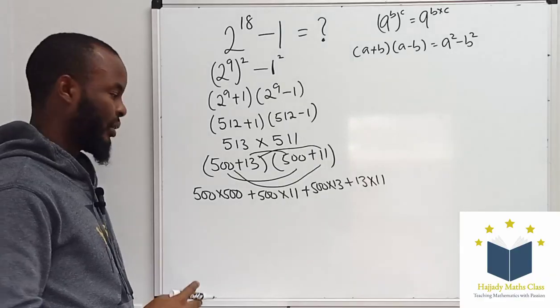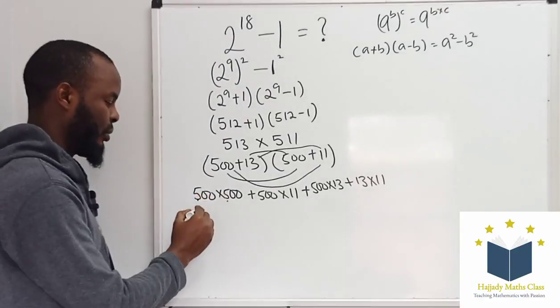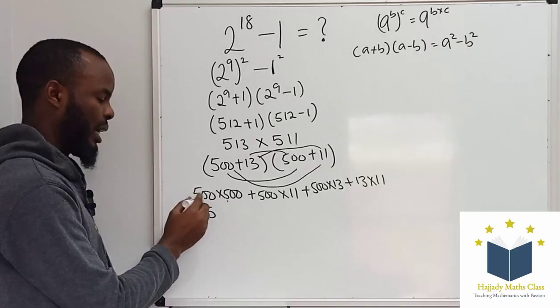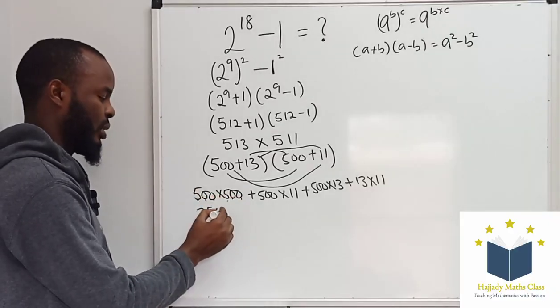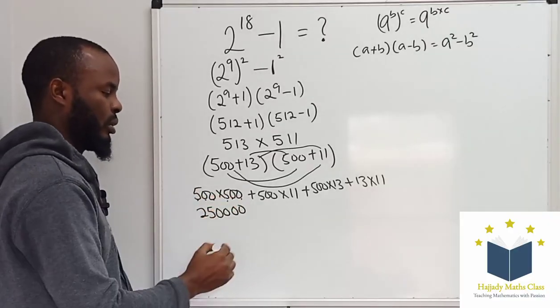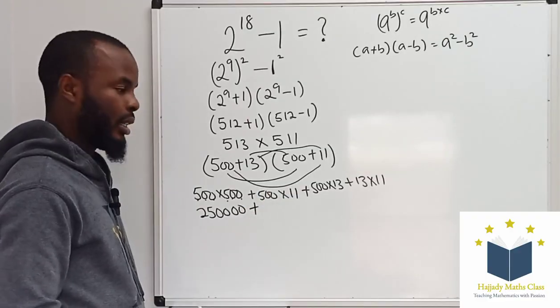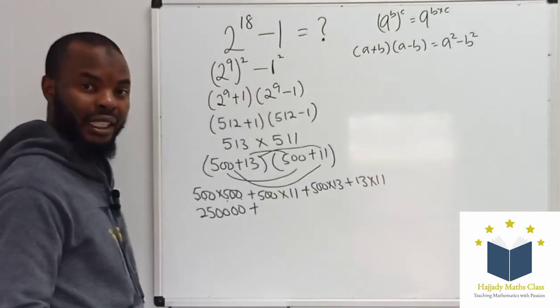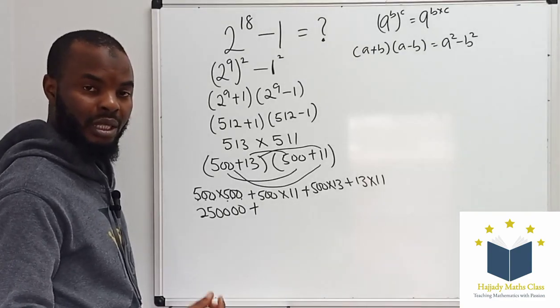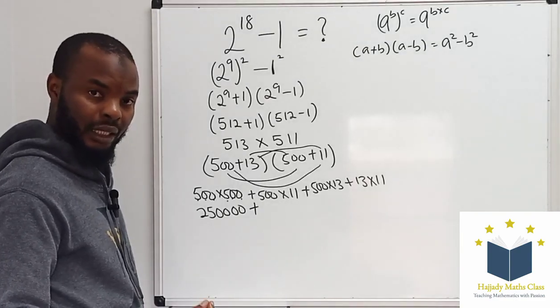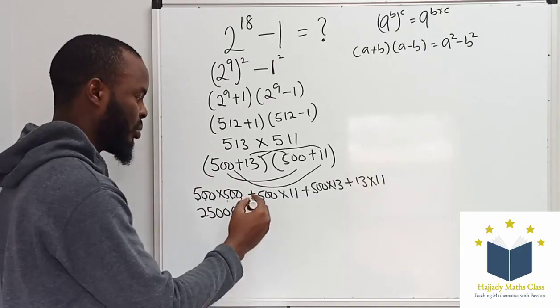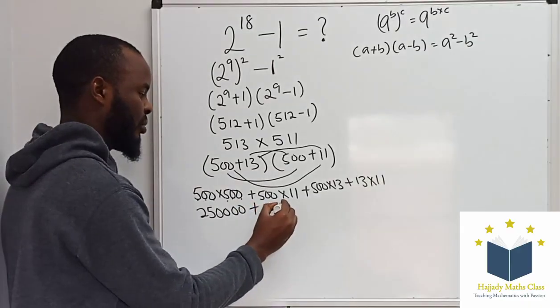500 multiplied by 500 is just like 5 times 5 gives 25. We are having 4 zeros left. Plus 500 multiplied by 11 is very easy because 500 is half of 1,000. So 1,000 multiplied by 11 is what? 11,000. Half of it is going to be what? 5,500.